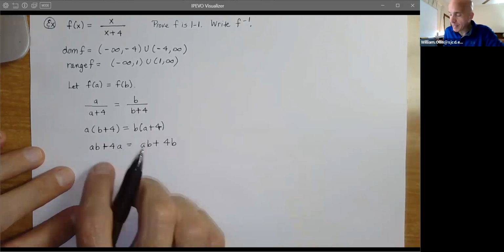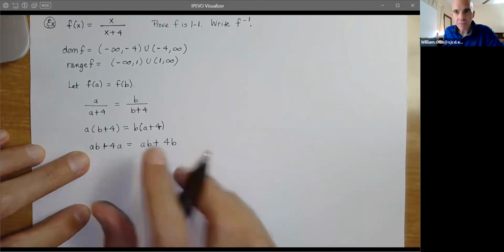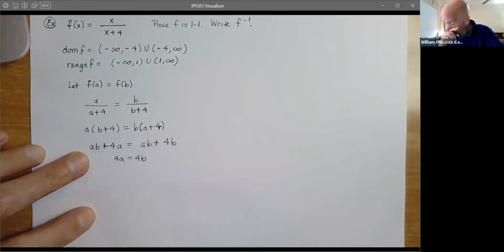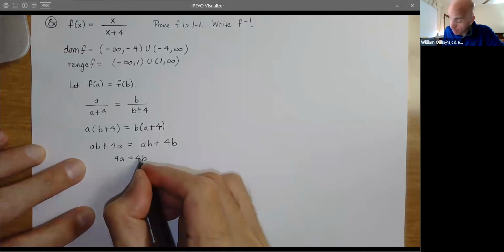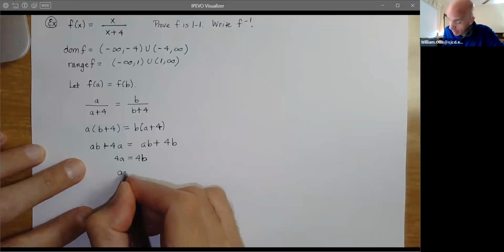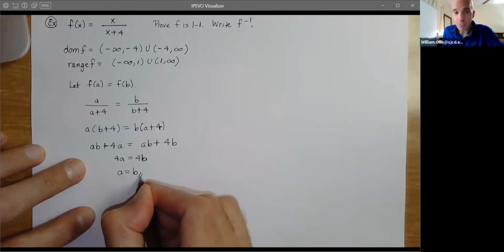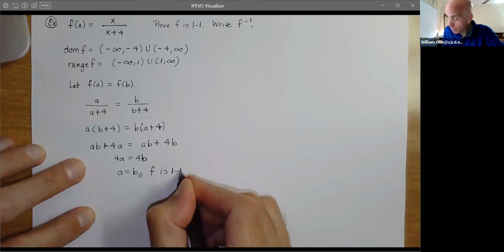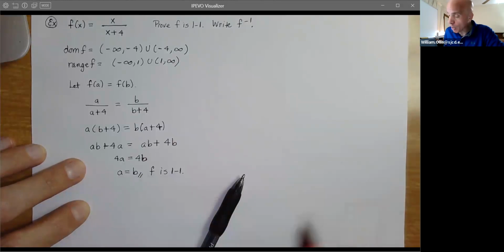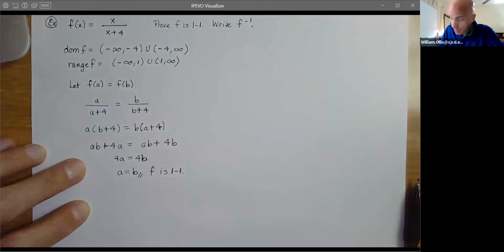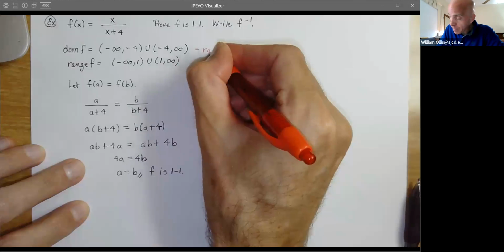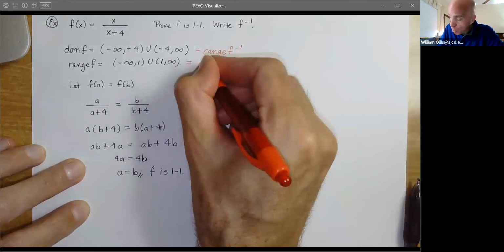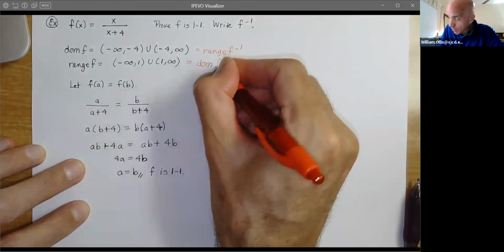So now we can see the AB's absorbed. They just subtract out 4A equals 4B. And then, of course, the 4 is absorbed, and we get A equals B. So I don't think you're surprised at all that this is 1-to-1. F is 1-to-1. So now we can go back here and say this is also the range of F inverse. This is also the domain of F inverse.